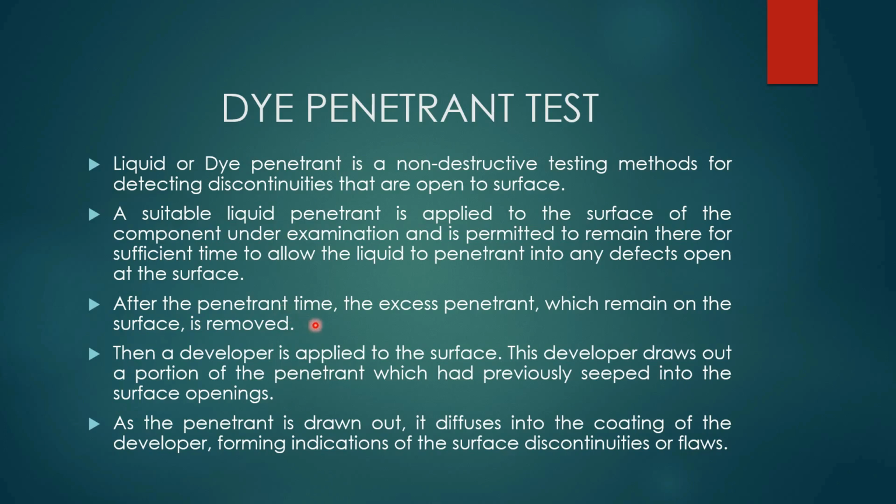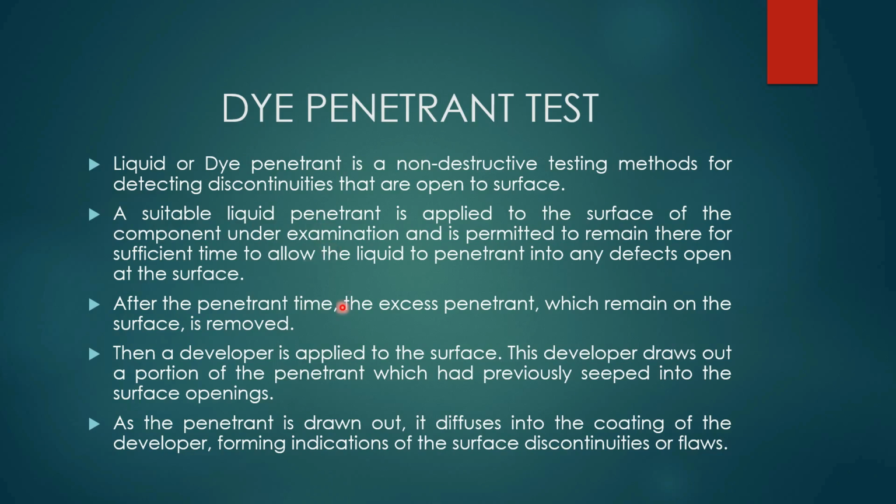After the penetrant time, the excess penetrant which remains on the surface is removed. Then a developer is applied to the surface. This developer draws out a portion of the penetrant which had previously seeped into the surface openings. So what do we have to do? First we have to apply a penetrant which is of red color maybe. Thereafter we have to let that penetrant sit there for seeping into the crack.